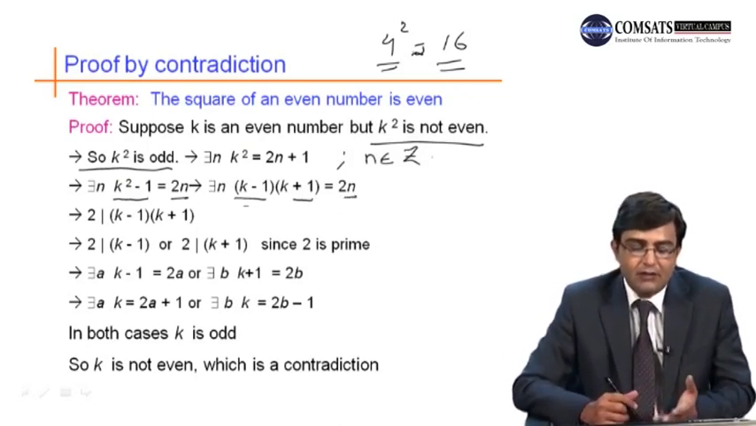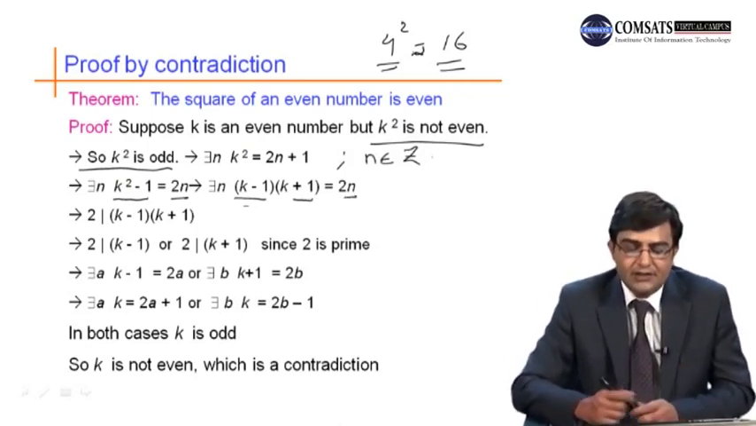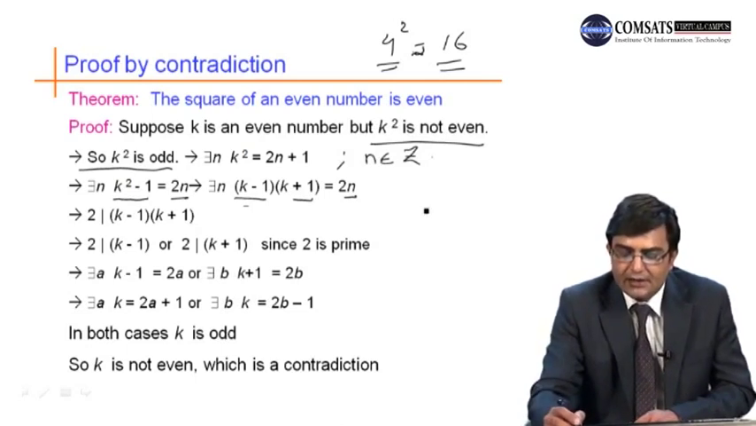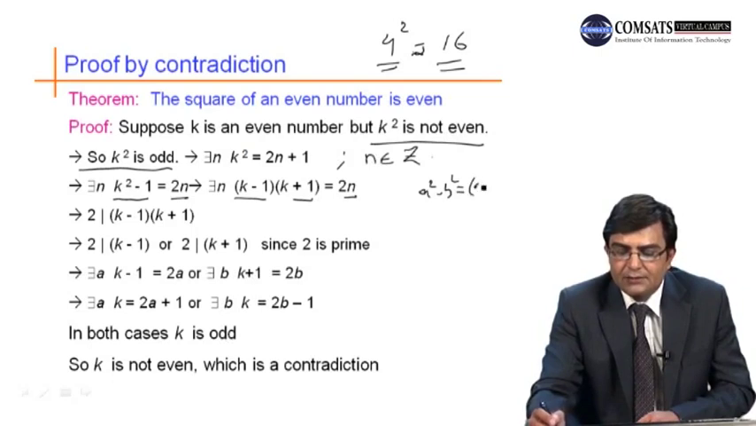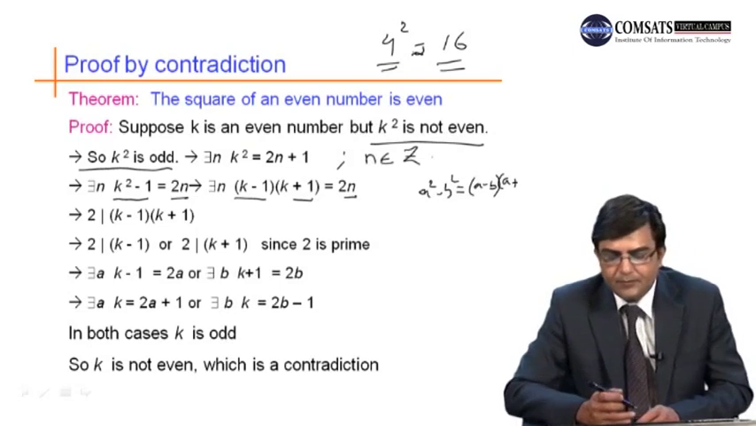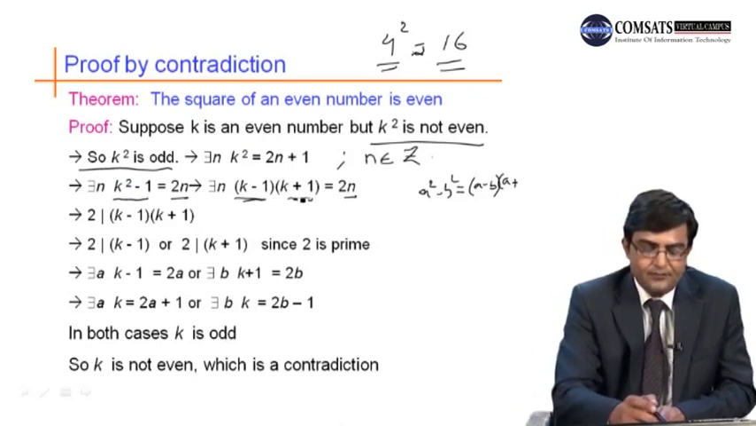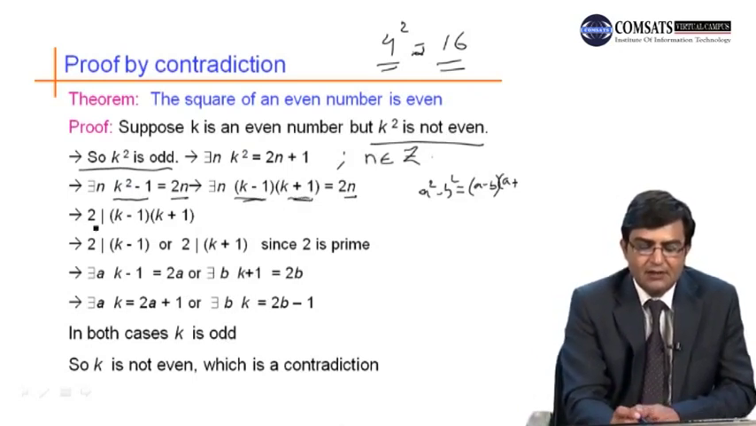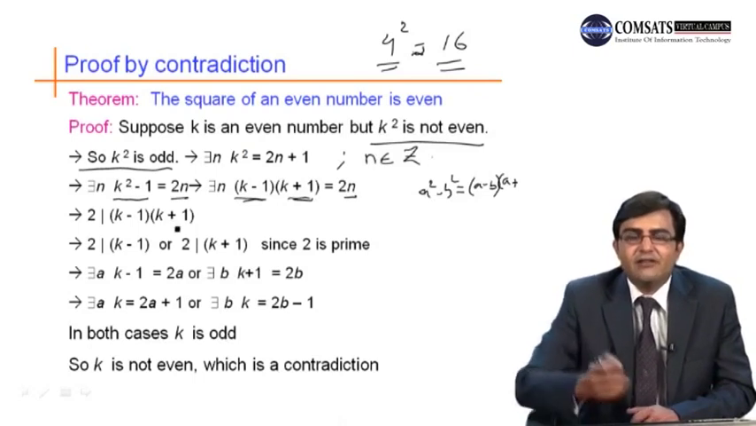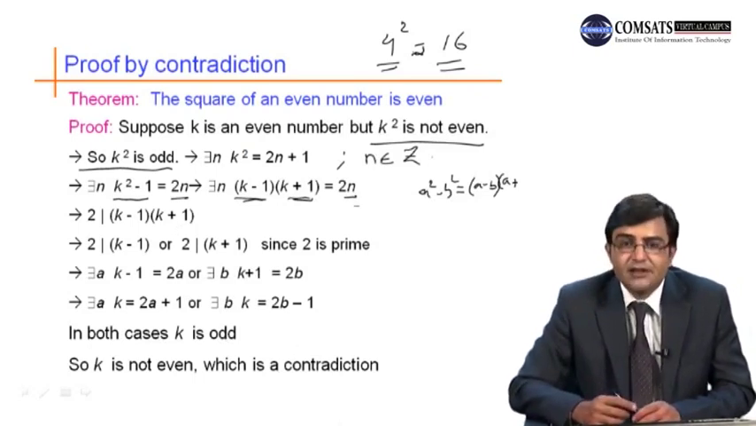So how do we factor? I hope you have already studied this formula: a square minus b square is equal to a minus b into a plus b. This is how we can factor k square minus 1. Now k minus 1 into k plus 1 is equal to 2n. What does it mean? It means 2 divides k minus 1 into k plus 1, by using the definition of divisibility we have studied in the previous lecture.